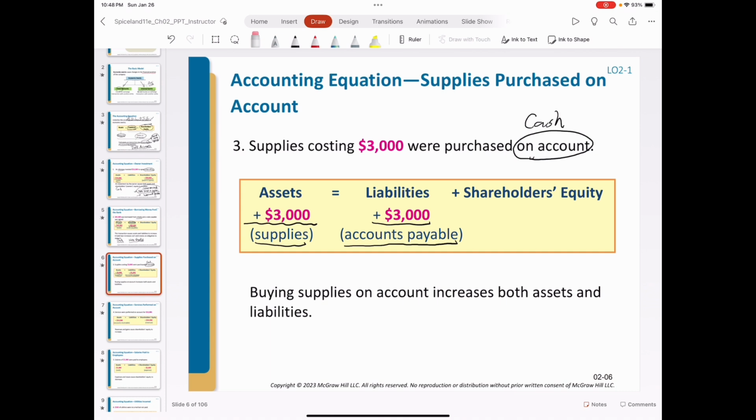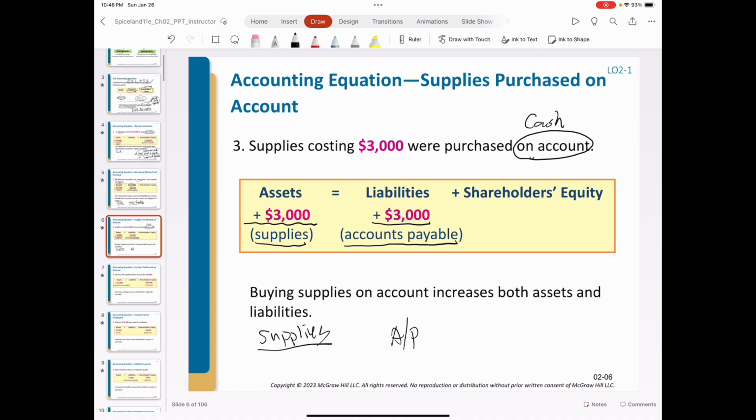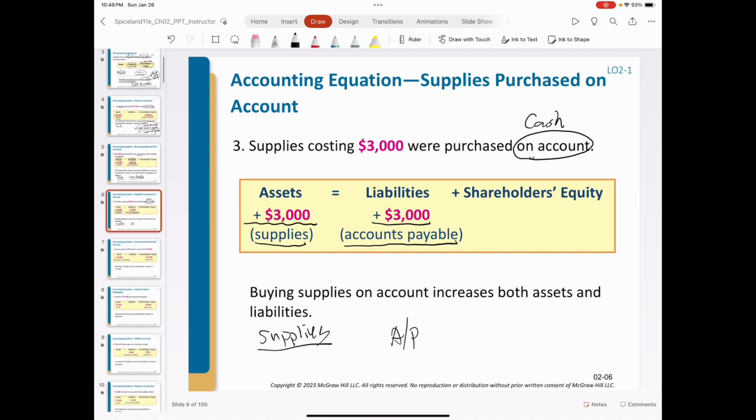The dual effect is on supplies, which is an asset, while accounts payable, I use AP to represent accounts payable. Again, it has dual effect on two accounts. And also, for sure, these transactions have impact on the firm's financial position. We see the financial position changes.